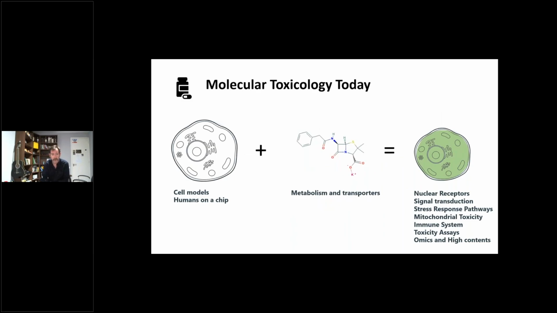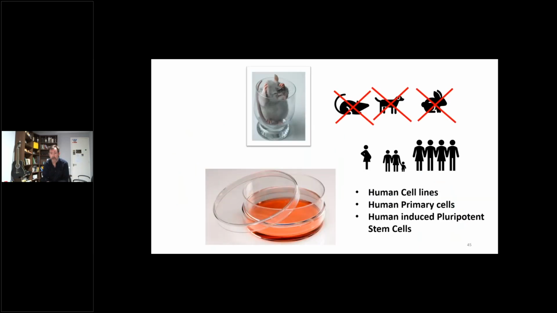So molecular toxicology today, basically it's what I said. We take cells, we want the cells to be as good as possible, and then we add chemicals, and we look at metabolism and how the cell transports it, and then we investigate all the things I told you: nuclear receptors, signaling transduction, stress response pathways, mitochondrial toxicity, inflammatory processes, cytotoxicity, and omics and high content. So we want to transition away from animals. Again, not because they're not useful. They are useful, but we think we can do better with human cells. And the time is really right to do it now, because everything seems to be in place, and I think we're good to go.